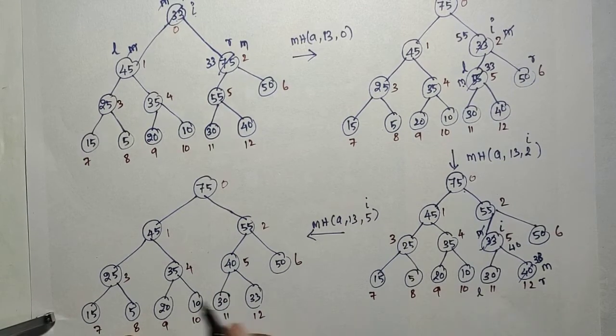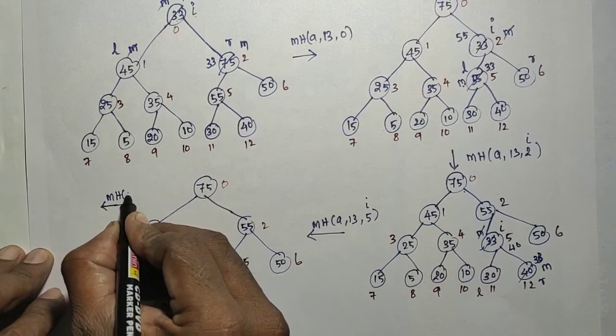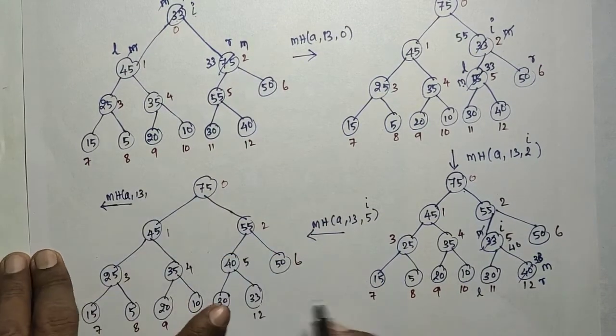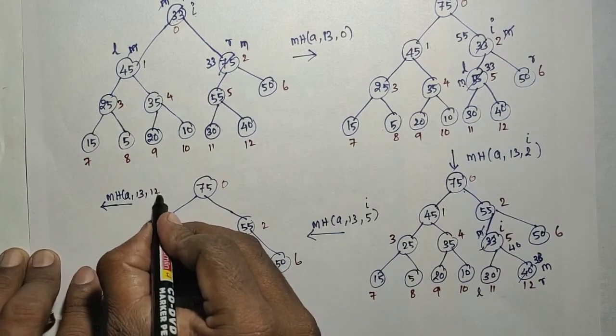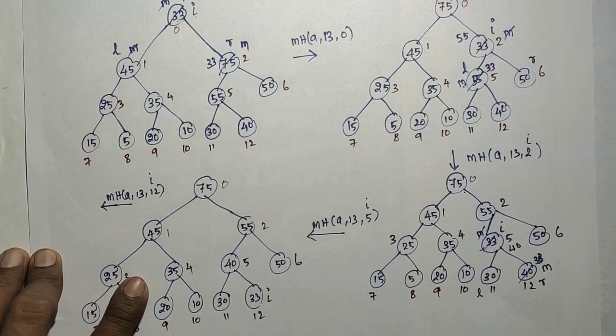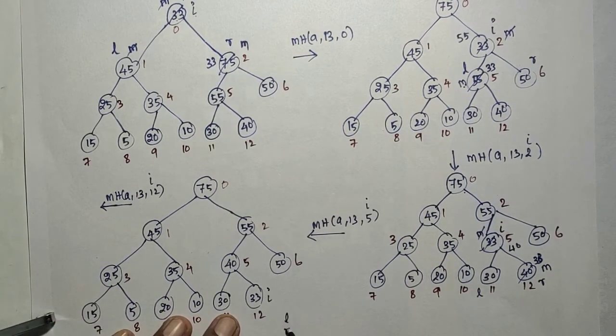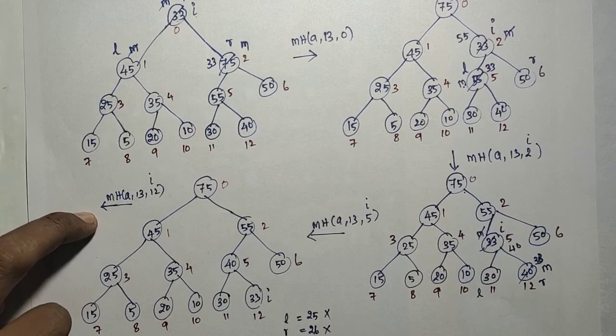Now it will call MH of A comma 13 comma, and now the m value is 12. So it will be called like that. This is m. Now this will be marked as I. And L for that I is an invalid index, R for that I is also an invalid index, because L and R will be 12 plus 12 into 2, 24 plus 1, 25, and R equal to 26. These two are invalid indexes, so it will not do the recursive calls.